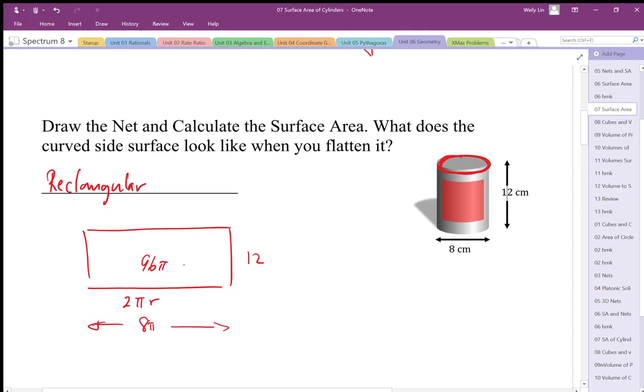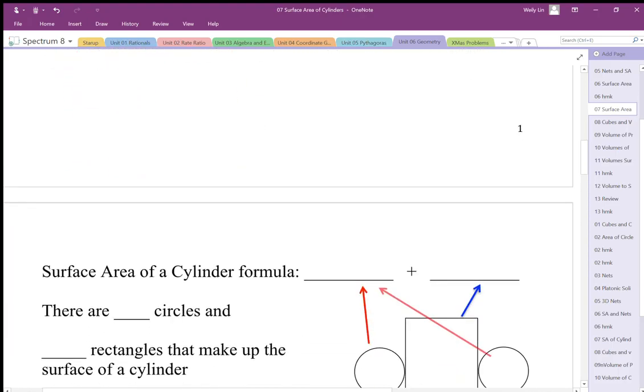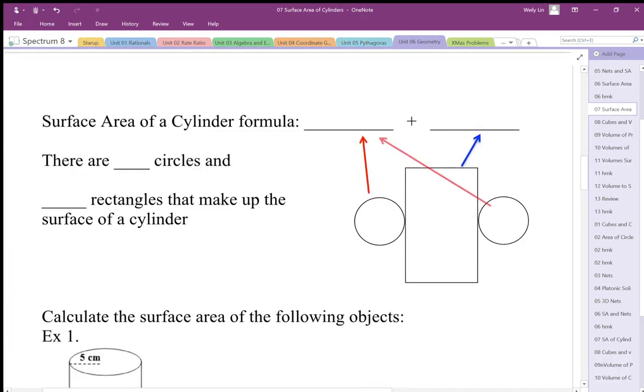Okay, so when we multiply these together, I get 96 pi units squared, or in this case centimeters squared, as that rectangular surface area. Okay, and then we're going to add on again our circles on the top and bottom, and then we can find out those areas using the formula for a circle. So that's what we're going to do for these cylinders. We're going to use pi r squared. There's 2 of them, so I'm going to use 2 pi r squared, and then this surface is going to be the circumference of the circle times the height.